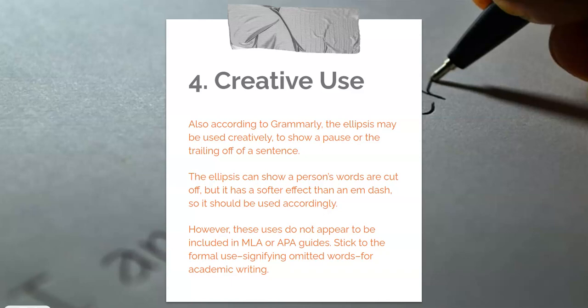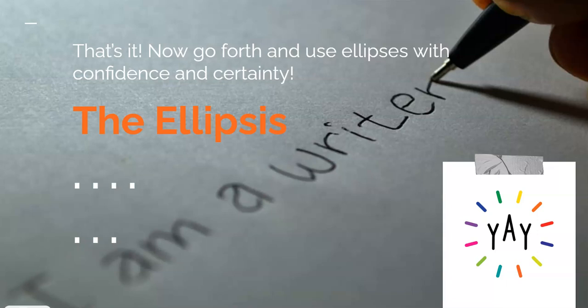However, these really are creative uses and do not appear to be included in MLA or APA guides. So stick to the formal purpose. It's pure purpose of signifying omitted words for your academic writing. And that's it. Now go forth and use ellipses with confidence and certainty.